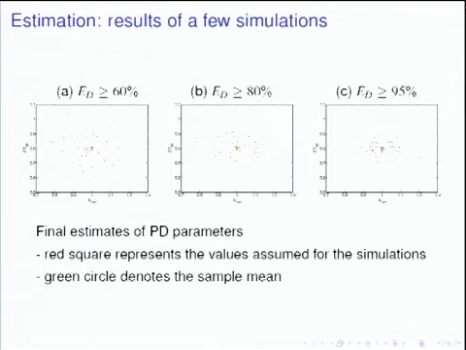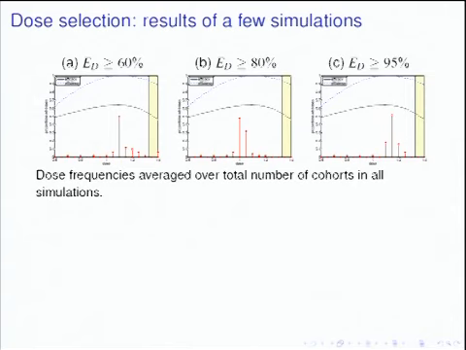And the green and red points are, the red is true, green is estimated, mean. And then the design. After a few of these simulations, you get these designs, the frequencies of the dose levels applied. And again, depending on the constraint. And the constraint is here. So if you want a high efficiency, you will be limited to these doses more than in this case.